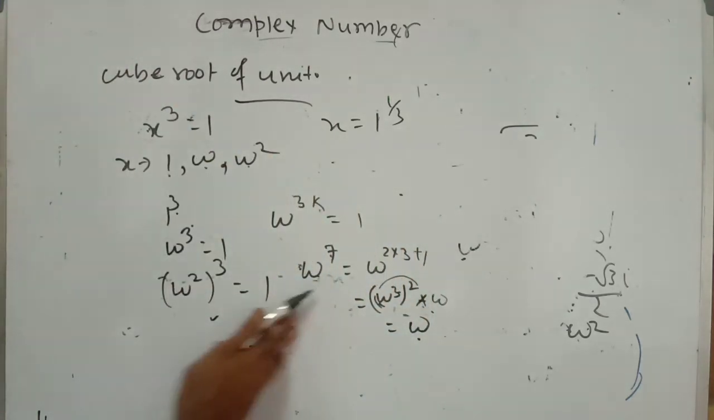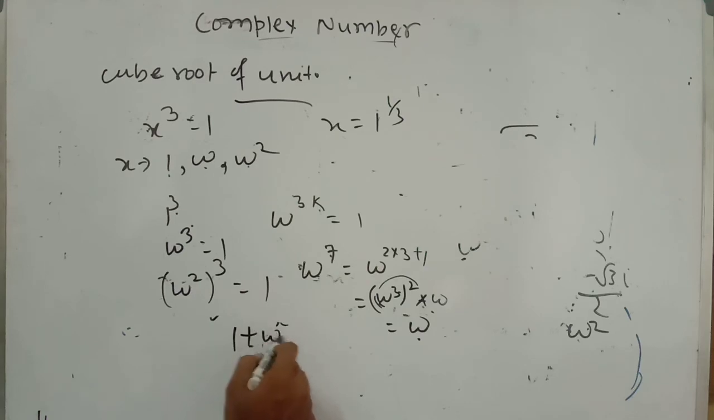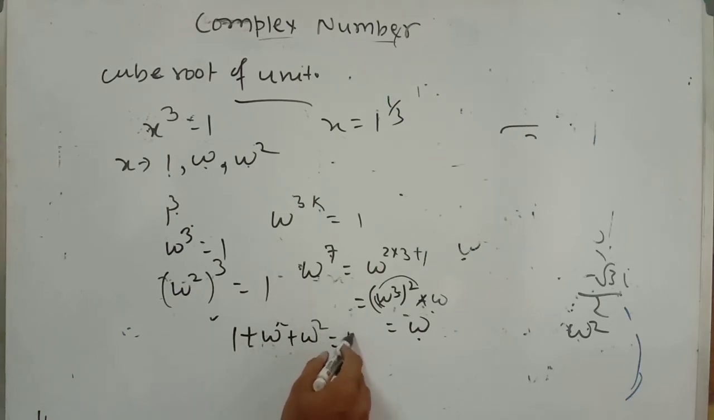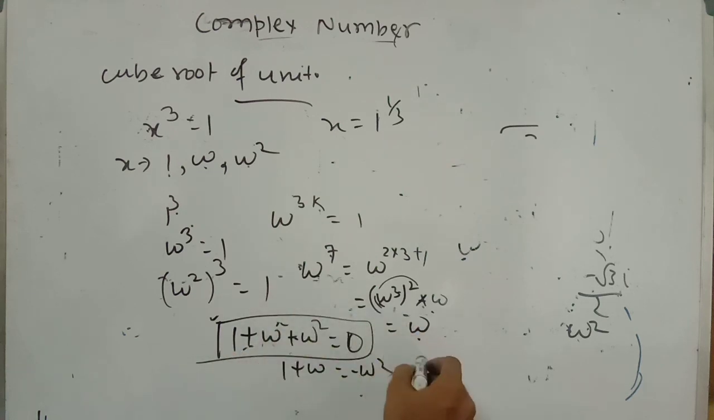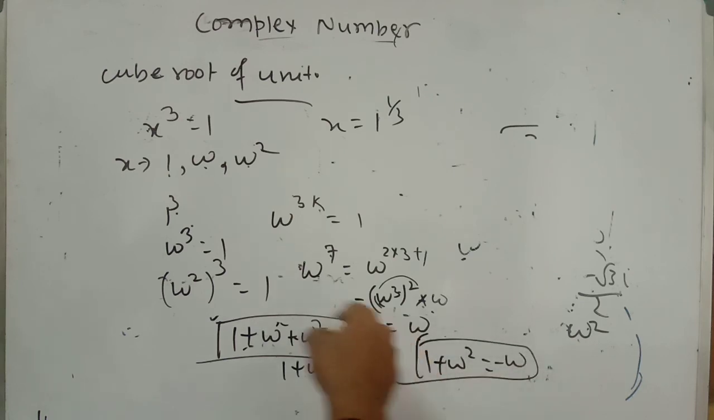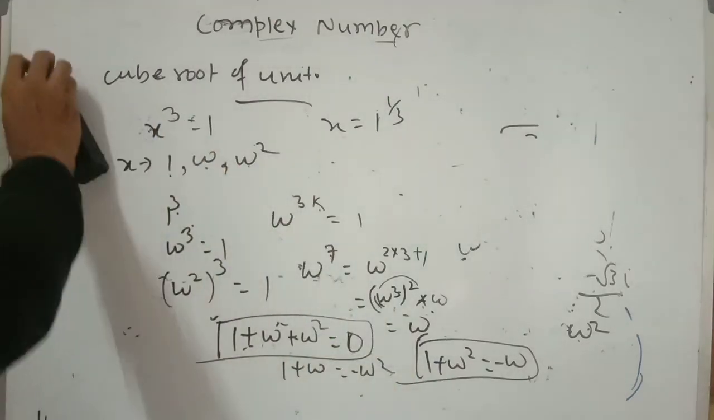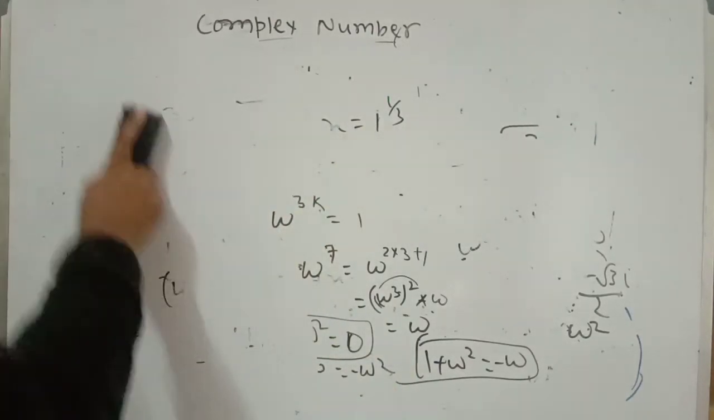And the second important thing: 1 plus omega plus omega square becomes 0. Okay, so from here you can also write 1 plus omega equal to minus omega square, or you can write 1 plus omega square equal to minus omega. Using this property you can solve any question related to cube roots of unity.